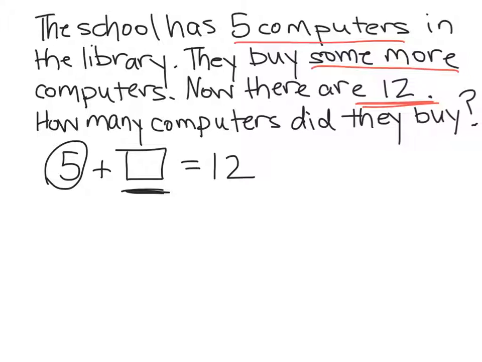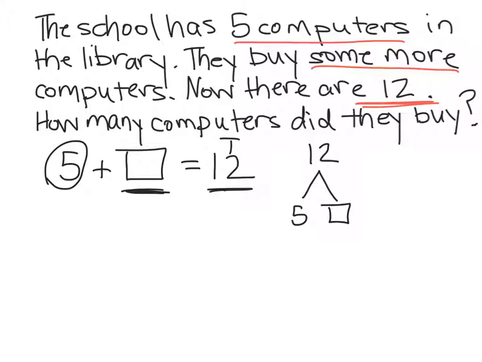So I'm going to start by making a math mountain for this. I know my total is 12 computers total. At the end of my problem, I have 12 computers. So I'm going to put 12 at the top of my mountain. At the bottom of my mountain, I know they started with 5 computers, and my box is how many computers they bought, and I don't know how many that is.